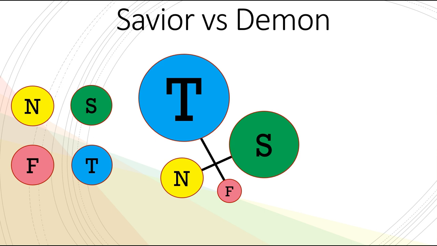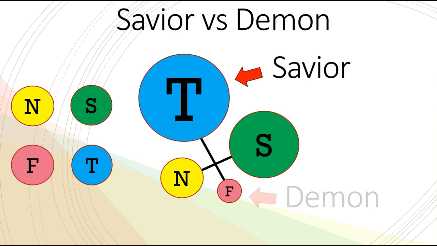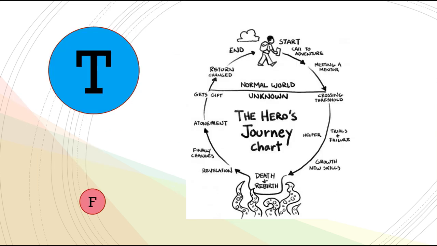The function you are doing the most is your savior function, and the function you're doing the least is your demon function. The words savior and demon come from the hero's journey. Everyone starts out in life using their favorite, most comfortable functions, which are their saviors.